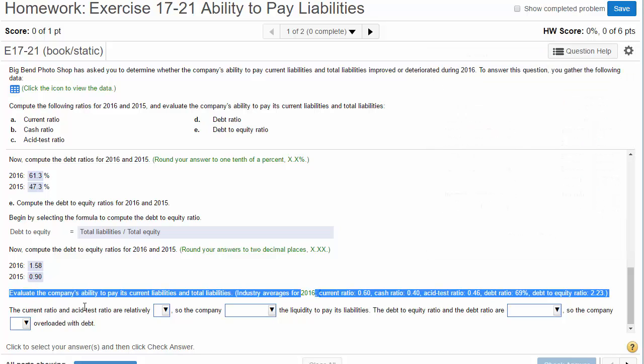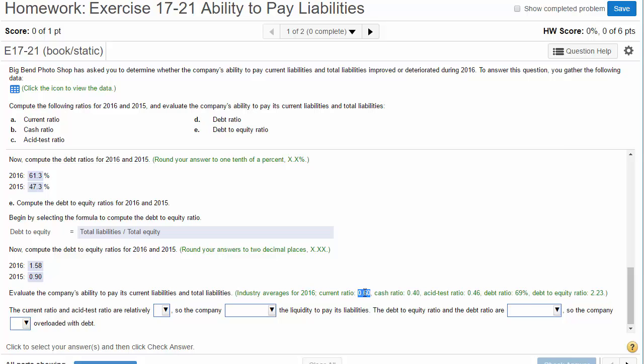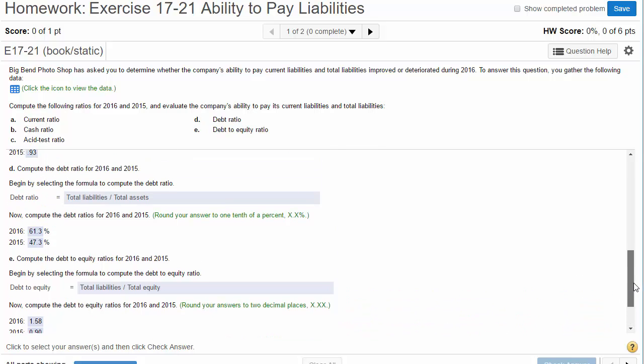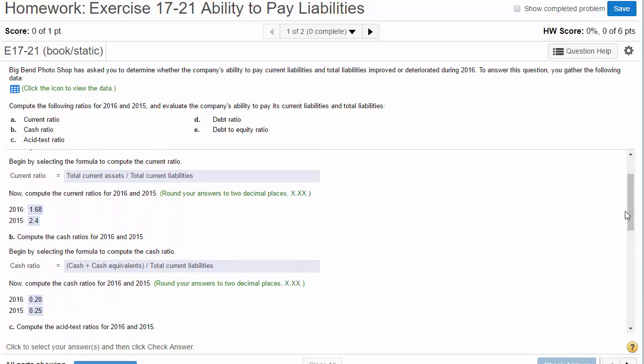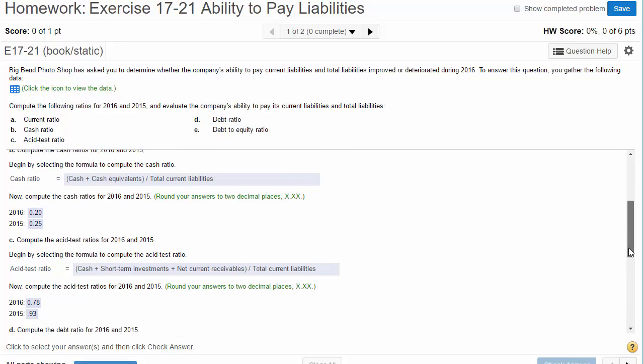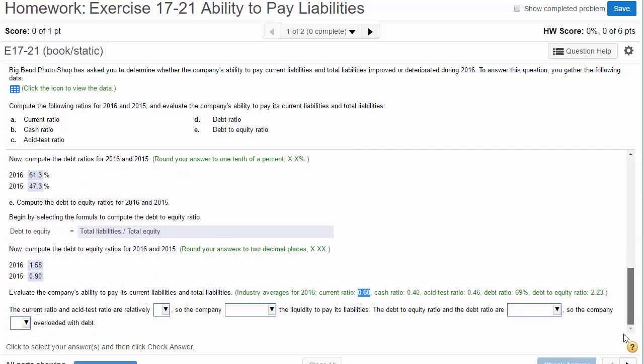So now we need to evaluate the company's ability to pay its current liabilities and total liabilities. So for this company's industry, the average current ratio is 0.6. So what was ours? Our current ratio is 1.68. So ours is, and remember, we want high. Higher is better. So ours is astronomically better.